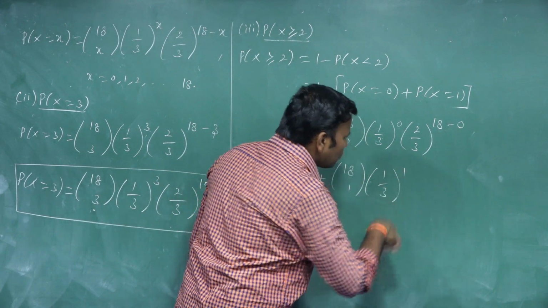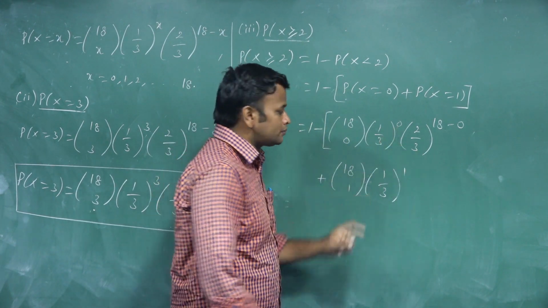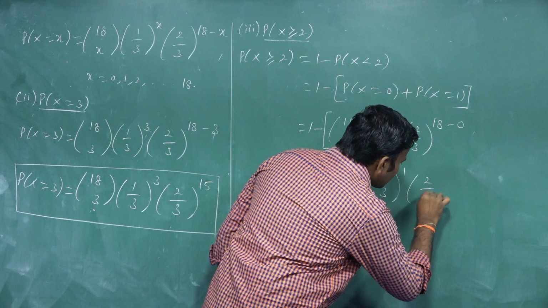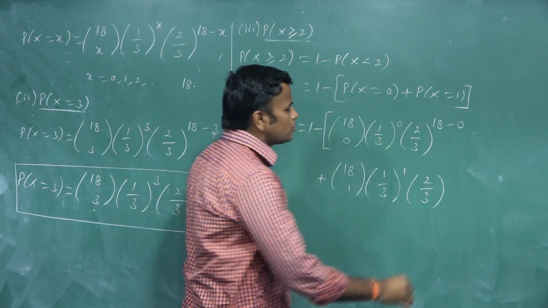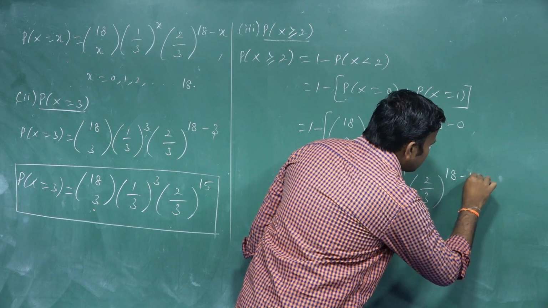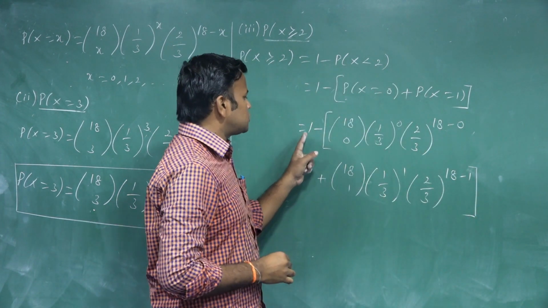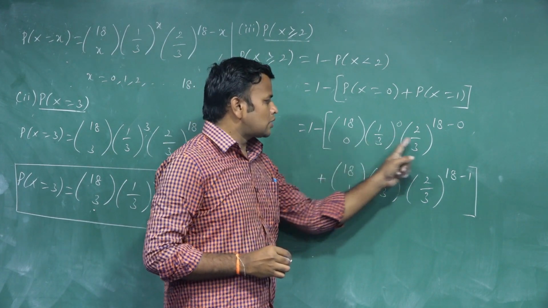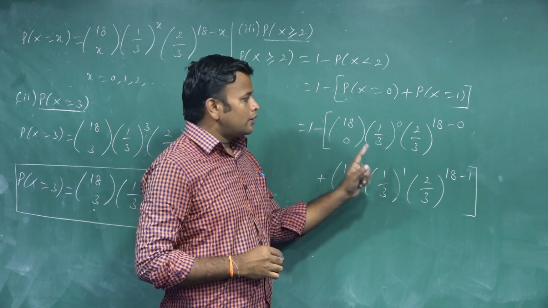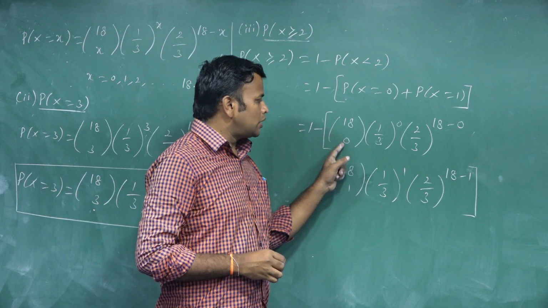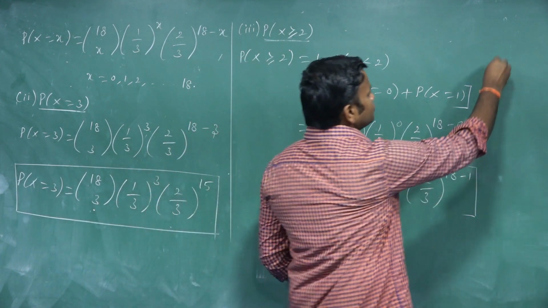1 by 3 whole power x, the value of x is 1. And 2 by 3 whole power 18 minus 1. We keep the bracket because outside 1 minus is common in both the terms. Now we simplify. It's nothing but 18C0.